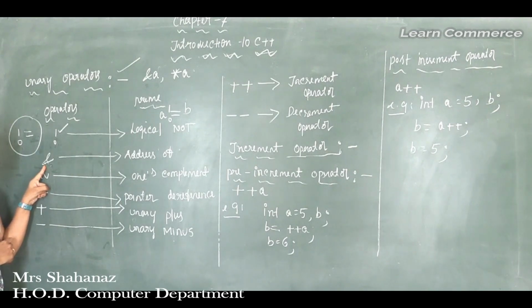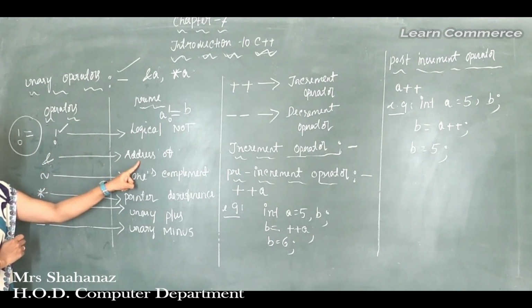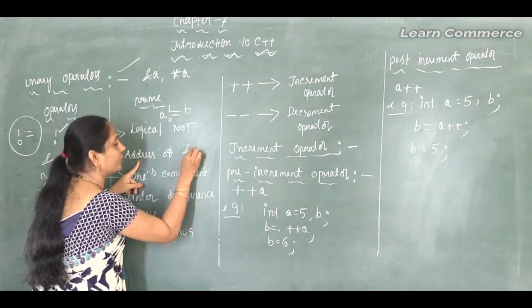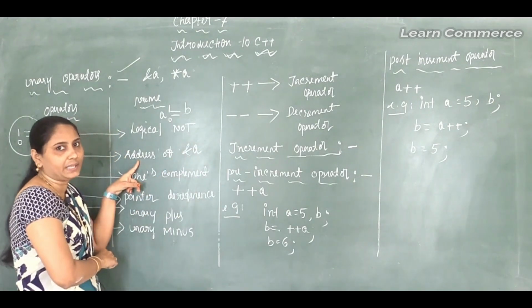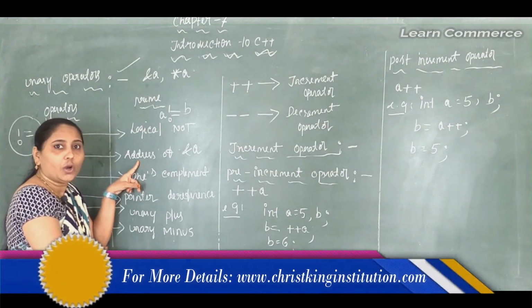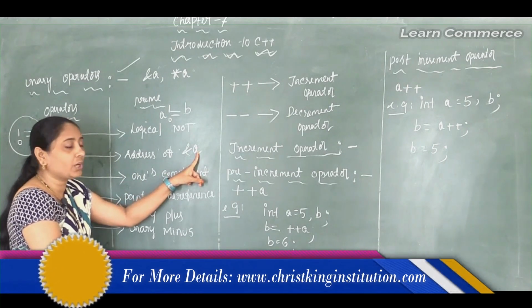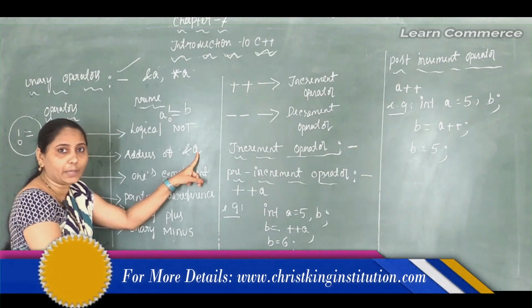Such ampersand is called the address of operator, and it is used as &A, &B here. So that means it shows the address of the variable A.